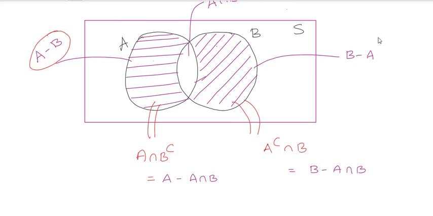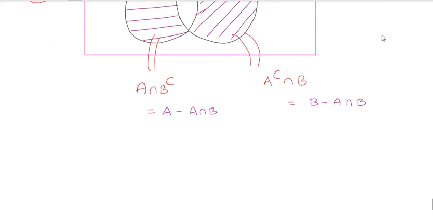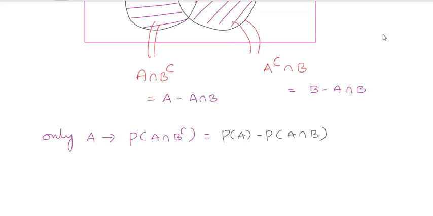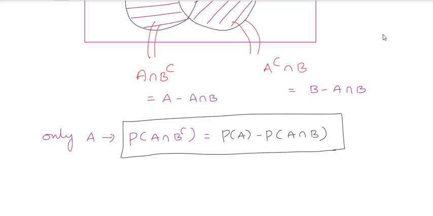Yes or no? So based upon that, if I consider the probability, only A I can represent as probability of A intersection B complement. So probability of A intersection B complement is probability of A minus probability of A intersection B. So this is the part of only A I can mention here.